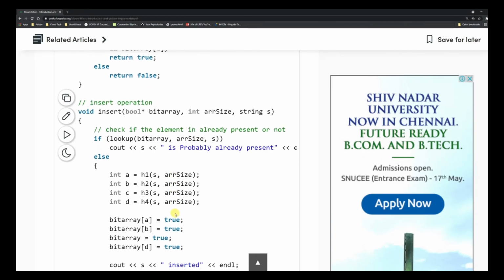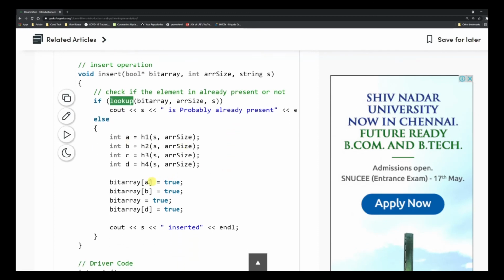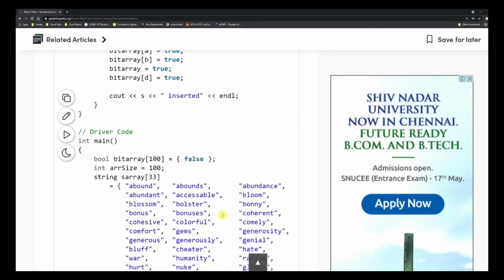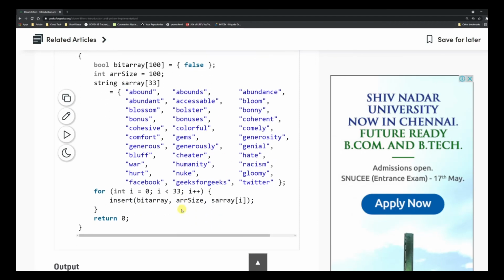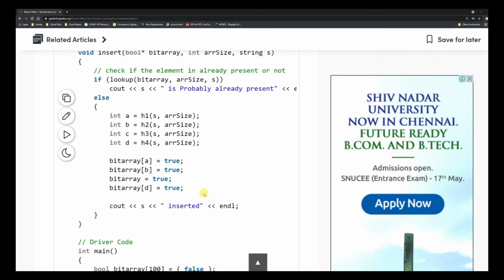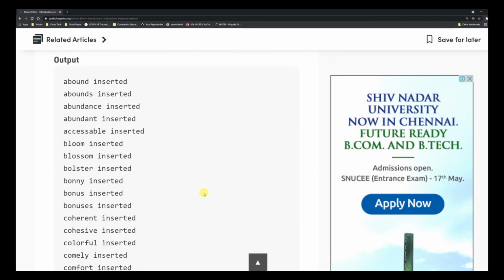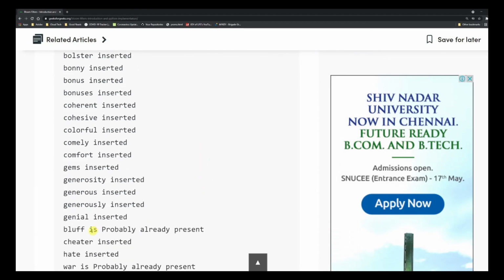Insertion does the same thing. They do a lookup first, and then they change the bit. I think this should be C, there is a typo here. This will be bit array C, A, B, C, and D. And if you see here, these are the elements they tried inserting. They tried inserting 33 elements, and sometimes it produced output saying it is probably already present.